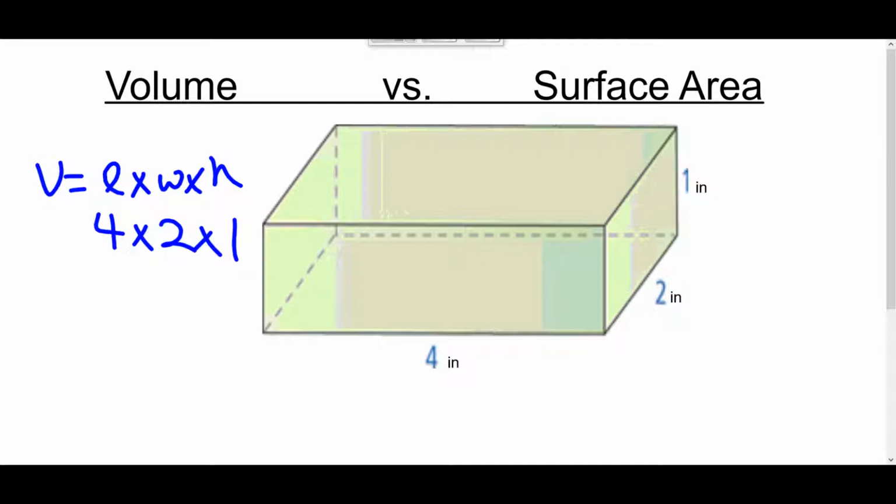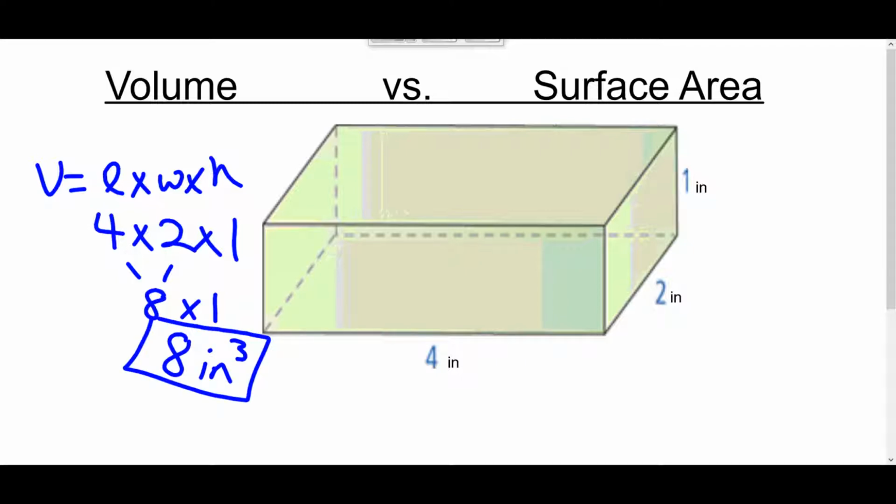So we're going to multiply these numbers together. 4 times 2 is 8, times 1 is going to be 8. And again, what's our label? Well, it's inches, and since it's volume, it's going to be to the third power. So that is our answer for volume. Now we need to do surface area. This one's going to take a little bit more work.